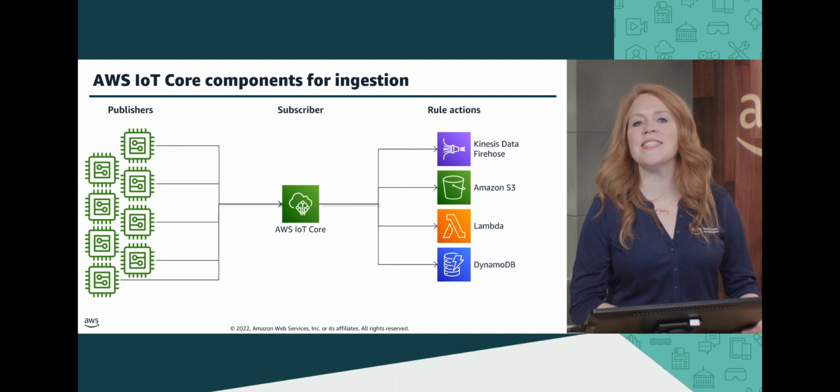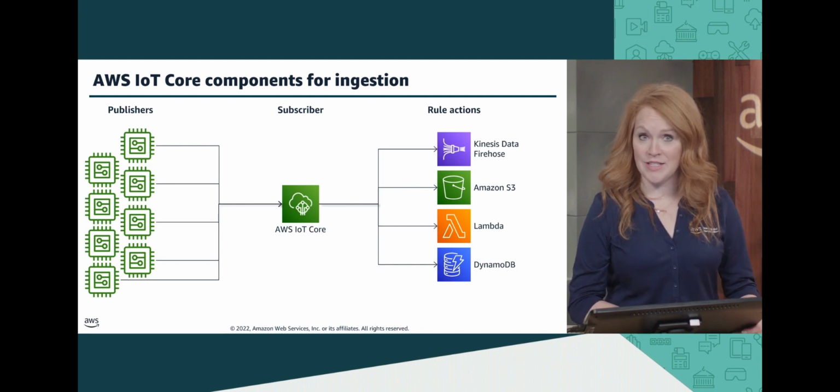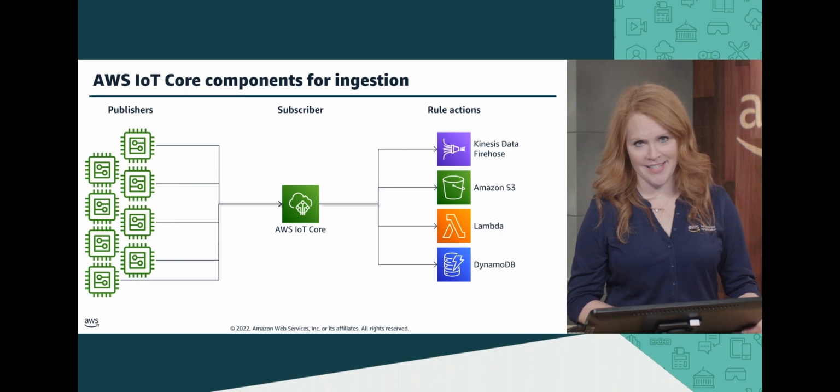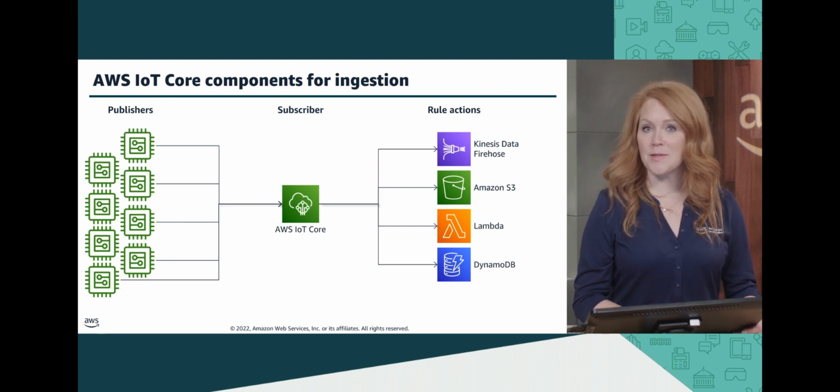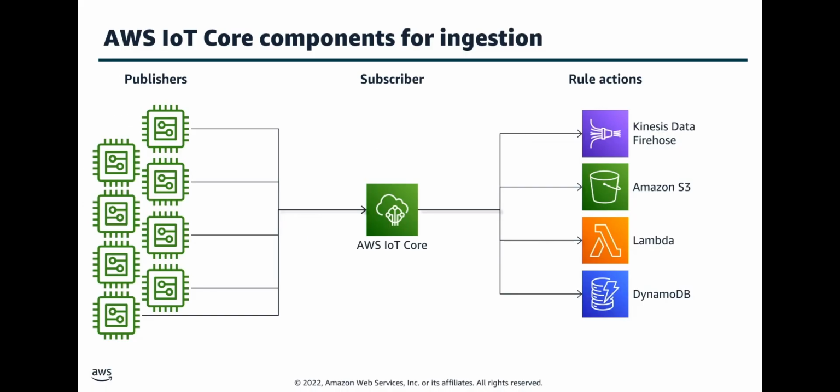AWS IoT provides the cloud services that connect your IoT devices to other devices and AWS cloud services. AWS IoT Core is a subscriber to messages that IoT devices publish. The service uses rule actions to deliver messages to other AWS services. AWS IoT Core includes the following key features. The device gateway serves as the entry point for IoT devices to connect to AWS.